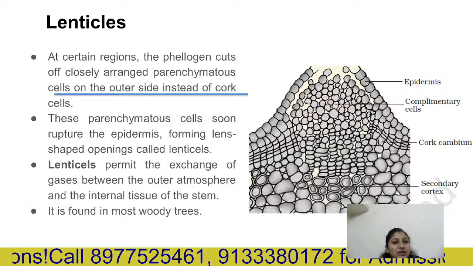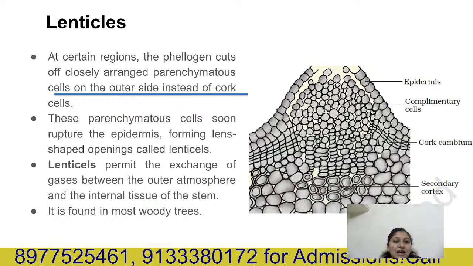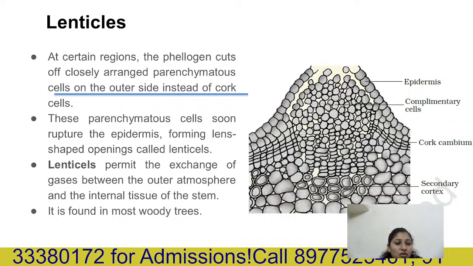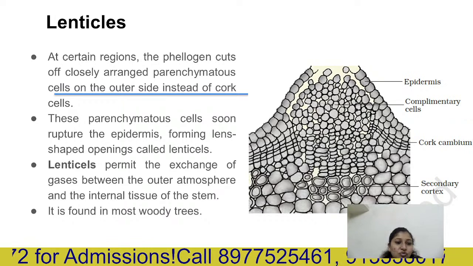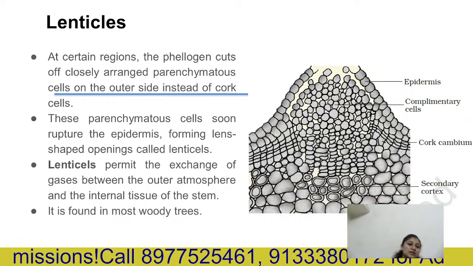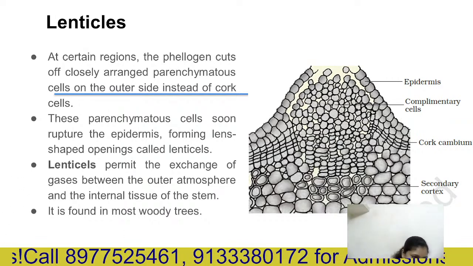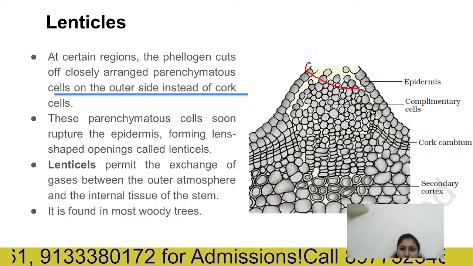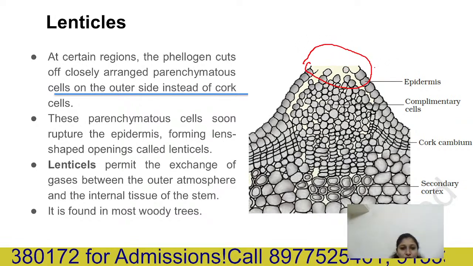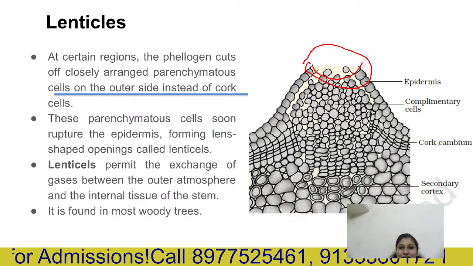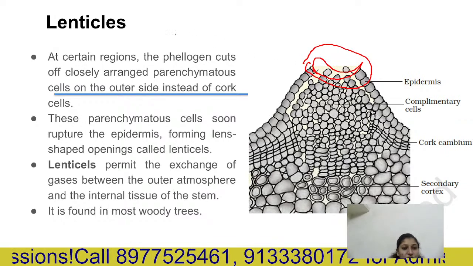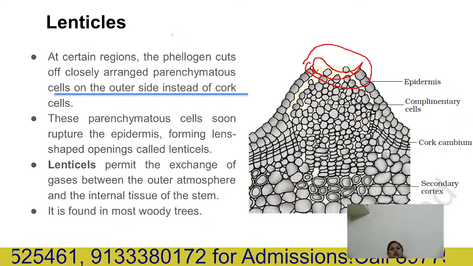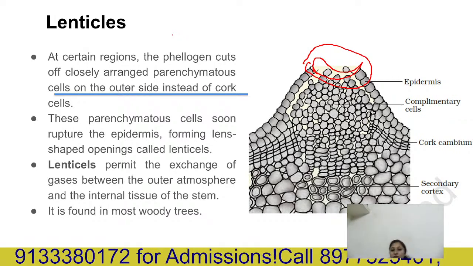Then lenticels. At certain regions, the phellogen cuts off closely arranged parenchyma cells on the outer side, resulting in complementary cells instead of the cork cells. So these parenchyma cells soon rupture the epidermis cells. See, you can see this rupturing of the epidermis cells because of continuous addition of newer cells towards the outside. This epidermis layer gets ruptured and there will be a lens-type opening here. That is called a lenticel, which will permit the exchange of gases between the outer atmosphere and the internal tissue of the stem. It is found in most woody trees.